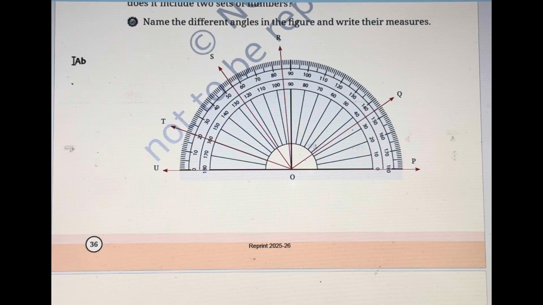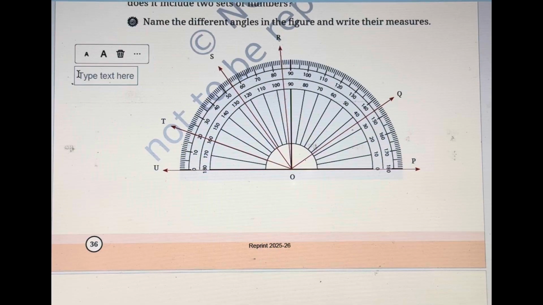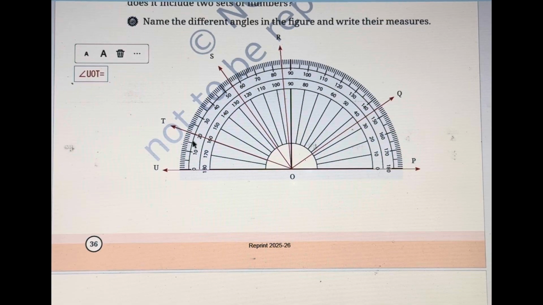Name the different angles in the given figure and write their measures. Here, if you can see, there are so many rays and so many angles being formed. So let us try to write them one by one. First, if we take angle UOT, O is the vertex. So the measure of angle UOT, if we see the line over here, we are seeing the outer scale, so it is 20 degrees.